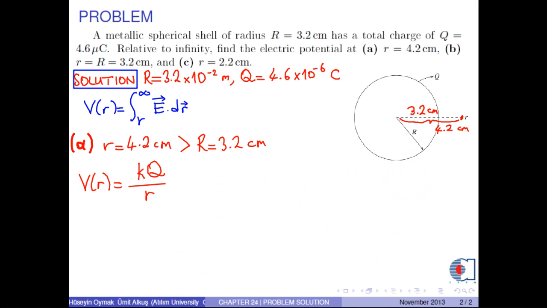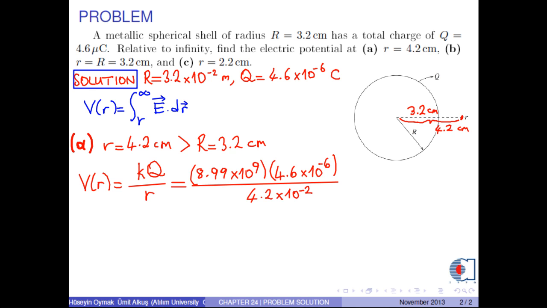Now, we can insert the numerical values into this equation. As a result, we obtain the electric potential at r equals 4.2 centimeters as approximately 9.85 times 10 to the 5 volts.